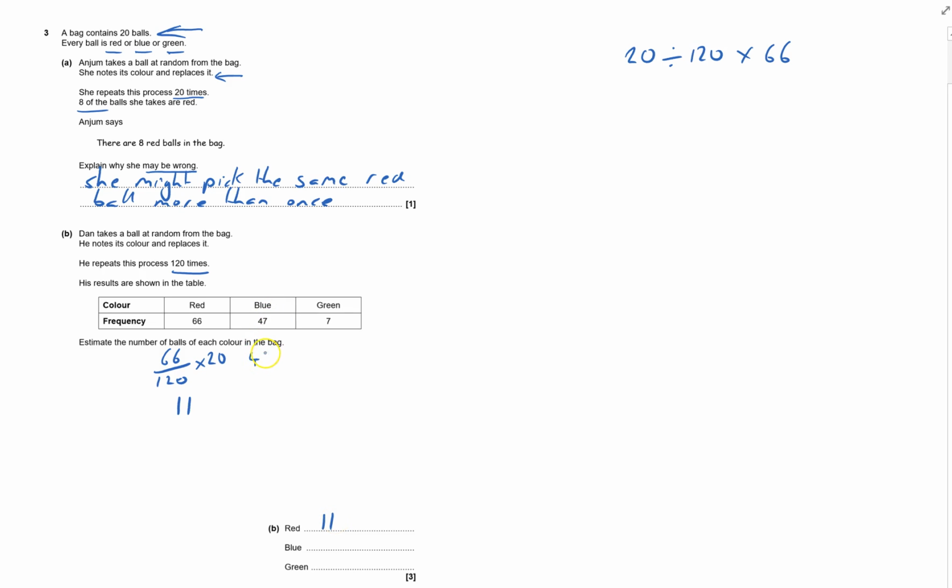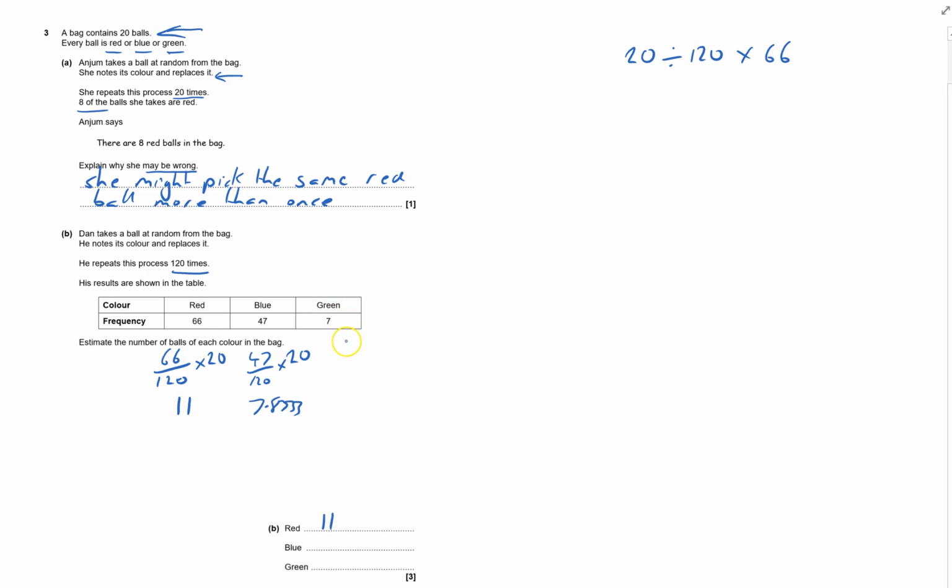This one here will be 47 out of 120. That's the fraction. We've got to times it by 20 to find out the fraction of the 20 which are blue, and that comes to 7.8333. We'll have to round that because we can't get 7.8 balls.